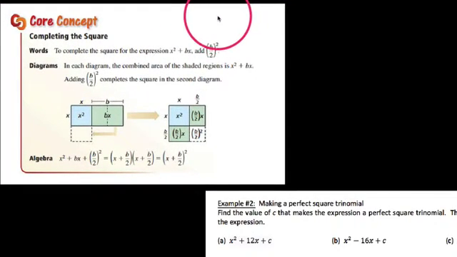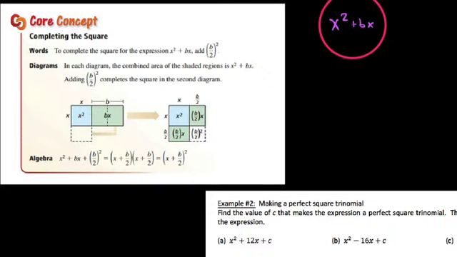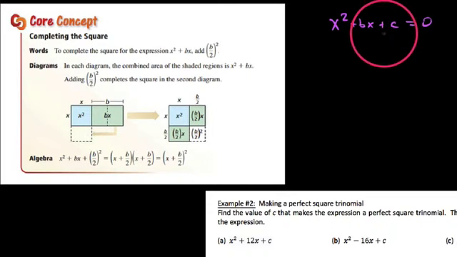Okay, YouTube, in this video I'm going to introduce the method of completing the square and talk us through it. But essentially what I want to do is point out that in our last video we were asked to solve, say, some trinomial here, x squared plus bx, we'll say plus c equaling 0, to solve this equation.